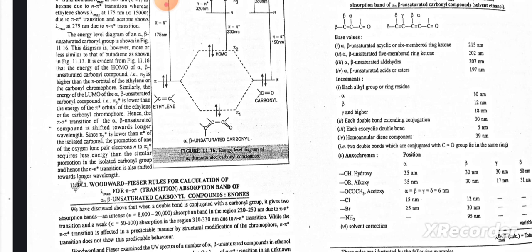Since pi 3 is lower than pi star of the isolated carbonyl, the promotion of one of the oxygen lone pair electrons, n, to pi 3 requires less energy than the similar promotion in the isolated carbonyl group, and hence the n to pi star transition is also shifted towards longer wavelength.